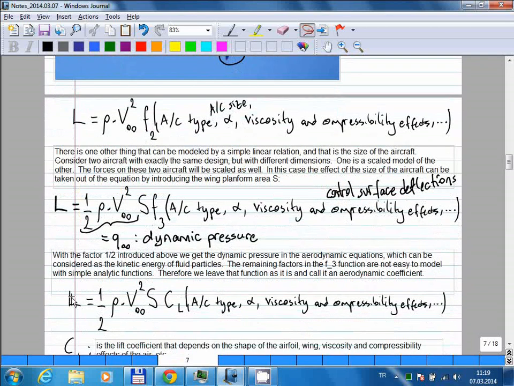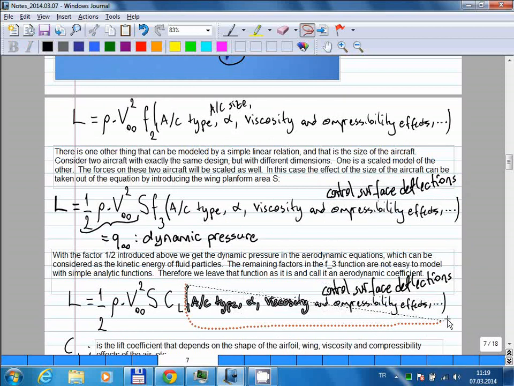So this is my equation. Lift force is equal to 1 over 2 times rho times v squared times S times some unknown function of all these things. And this unknown function that includes the effect of every single detail that can possibly affect the aerodynamic forces is left within this function. And I call this function CL, and this is called the lift coefficient. So this is an aerodynamic coefficient. In other words, aerodynamic coefficients are nothing but some functions of all the things that affect the aerodynamic forces that are not easy to model. So all difficulty is in that aerodynamic coefficient now.